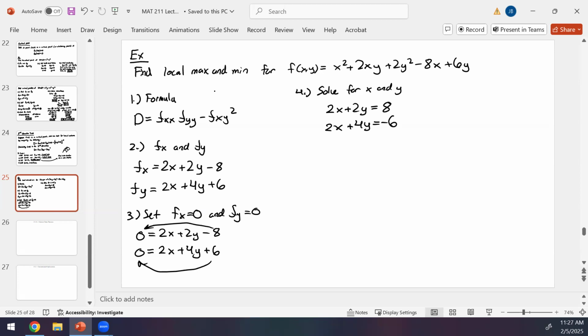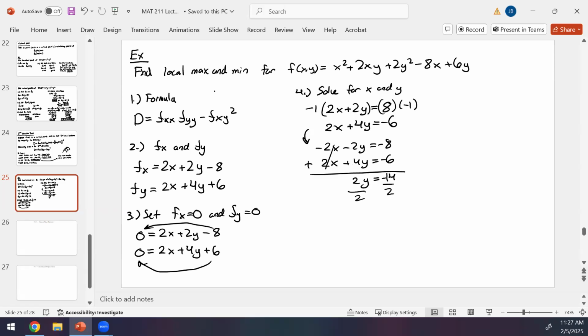And so what I'm going to do now is multiply this by -1, this by -1, and add them together. Okay, actually, let's just show the modification. So this now becomes -2x minus 2y equals -8, and 2x plus 4y equals -6. So now we add together and we get cancellation. 2y equals -14. And so if we divide the positive 2 over, we get y equals -7. So we got a point.